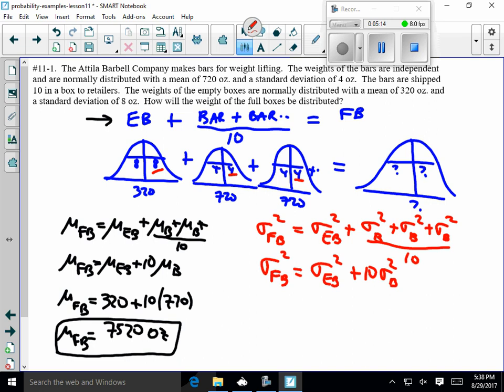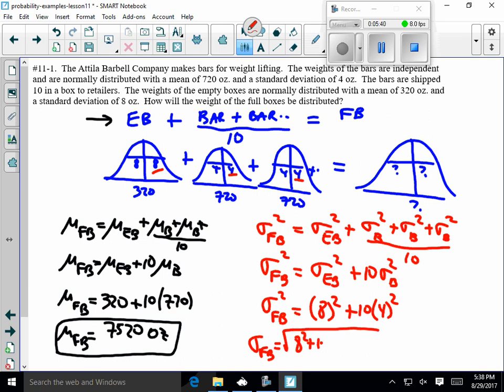Now let's plug in what we know, right? We're still trying to find the variance of the full box. So the standard deviation of an empty box is 8, so this would be 8 squared, and then we'll have 10 of these 4 squareds, right? The standard deviation squared, so the variance is there. And that just means that the standard deviation of the full box is going to end up being the square root of 8 squared plus 10 times 4 squared, right? Which turns out to be the square root of 224, right?